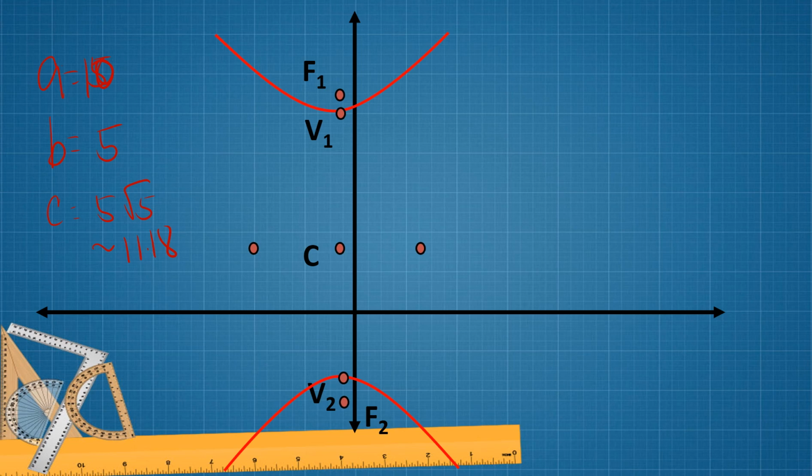After locating the center, vertices, foci, and endpoints of the conjugate axis, we can now draw the auxiliary rectangle. After drawing the auxiliary rectangle, we can now draw the asymptotes. And then, the last part will be drawing the hyperbola. And this is the graph of the standard form of the equation of a hyperbola.